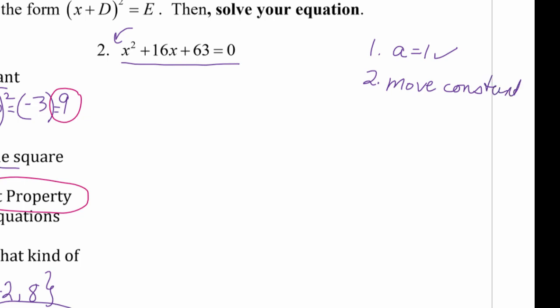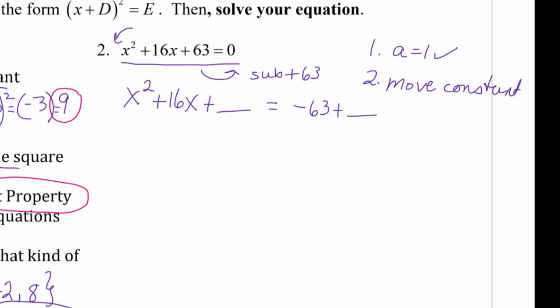We want the binomial, the first two terms, on their own side of the equal sign so that we can complete the square, right? So I'm going to write x squared plus 16x plus something equals, and then we're going to subtract 63 to move it over, which is -63. And we're remembering that if we add something to the left side of the equation, we have to add it to the right side to keep it all even, right?